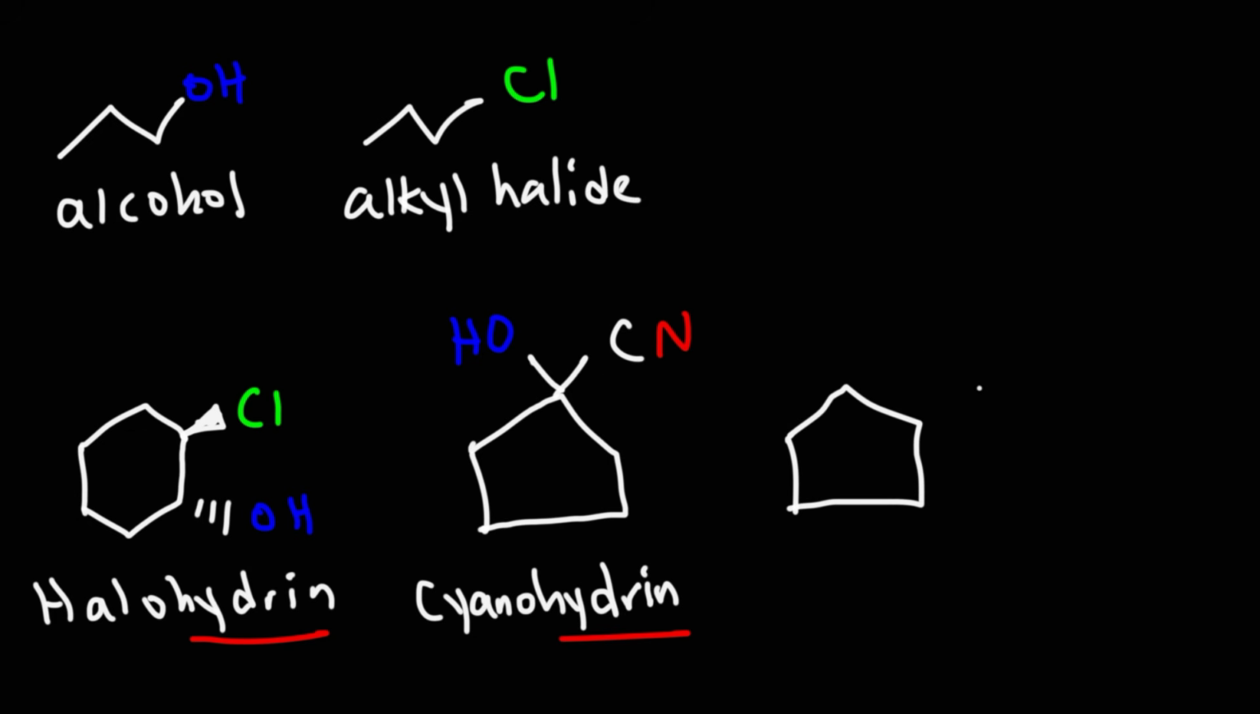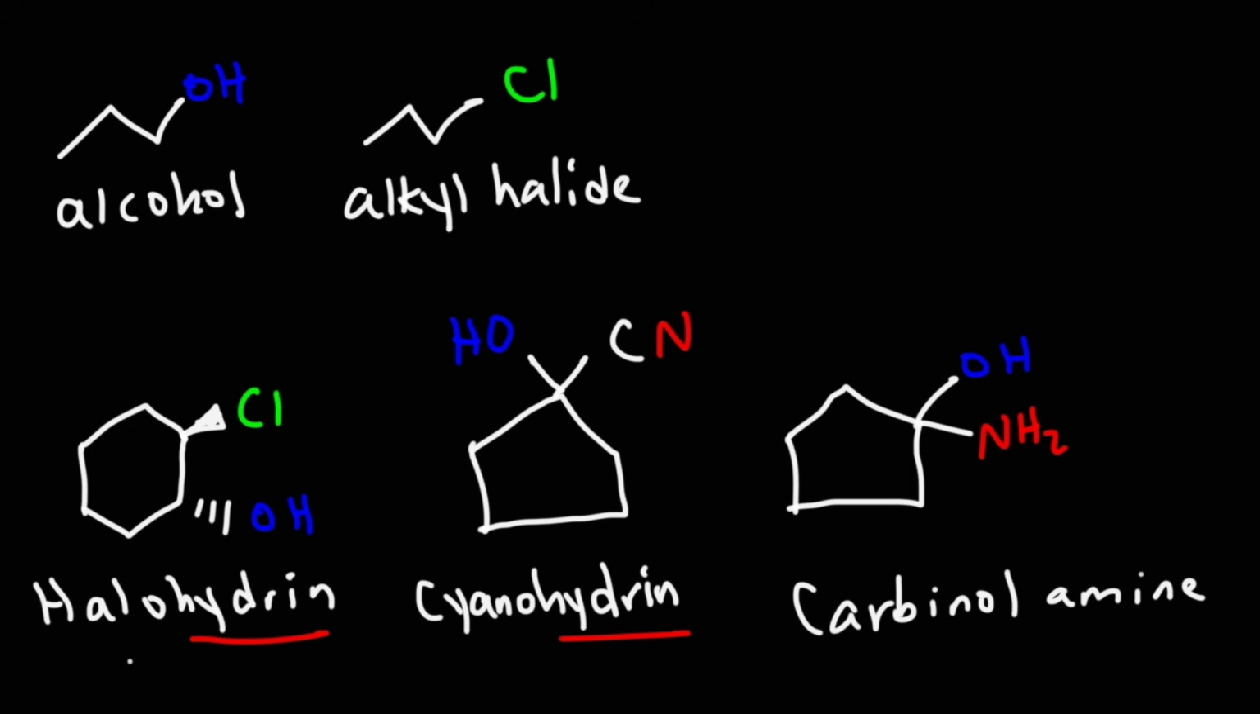Now, what if we have an NH2 group with an OH group on the same carbon? What is that called? This is called a carbinolamine. So carbinol for the alcohol and then amine for the NH2 group.